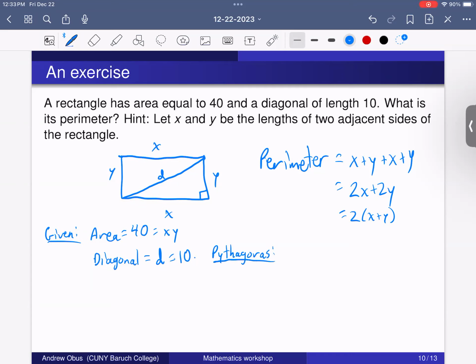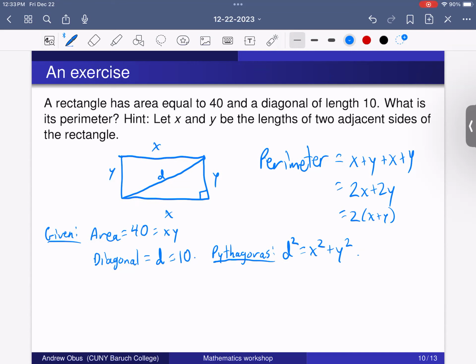So what equation does Pythagoras give us? It says that c squared is equal to a squared plus b squared. Right. And so the way this is labeled, we have x, y, and d, so we'll write it instead as d squared equals x squared plus y squared. Great. So what do we know?